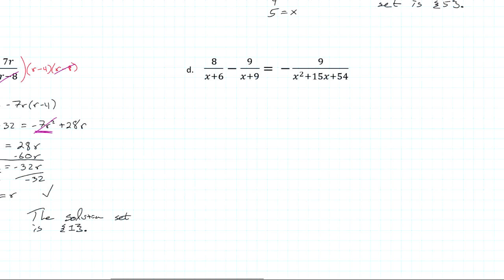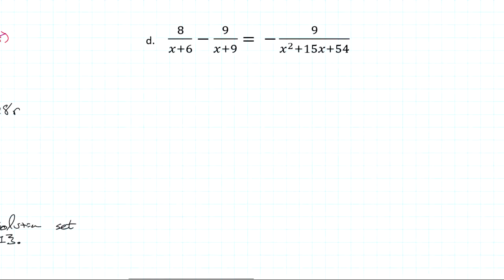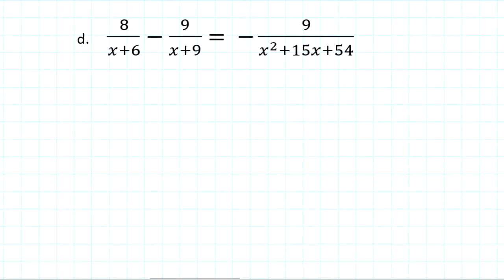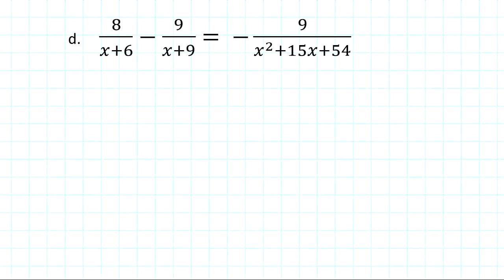All right, one more example here for this video. We have part D, where we have 8 over x plus 6 minus 9 over x plus 9 equals negative 9 over x squared plus 15x plus 54. We want to start by factoring the denominator of the right side, x squared plus 15x plus 54, so that we can see what factors we have and work out what the common denominator is for this.